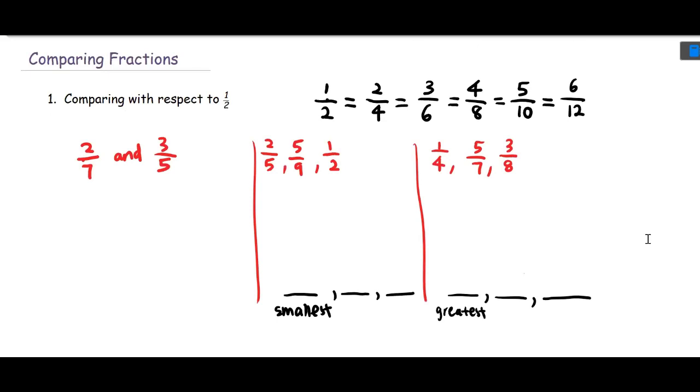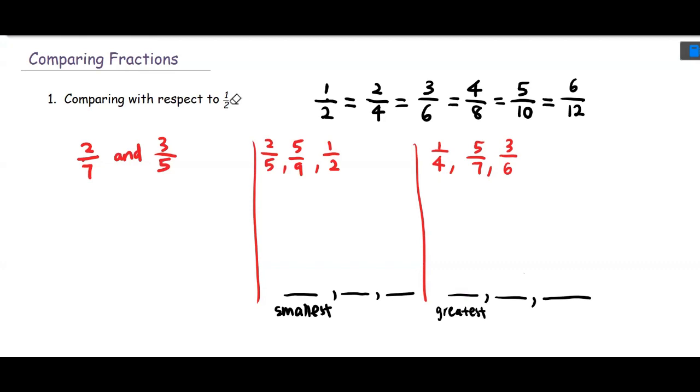So for example, let's look at the first question. We want to compare 2/7 and 3/5. So what we can do with this is we can use our number line to help us.